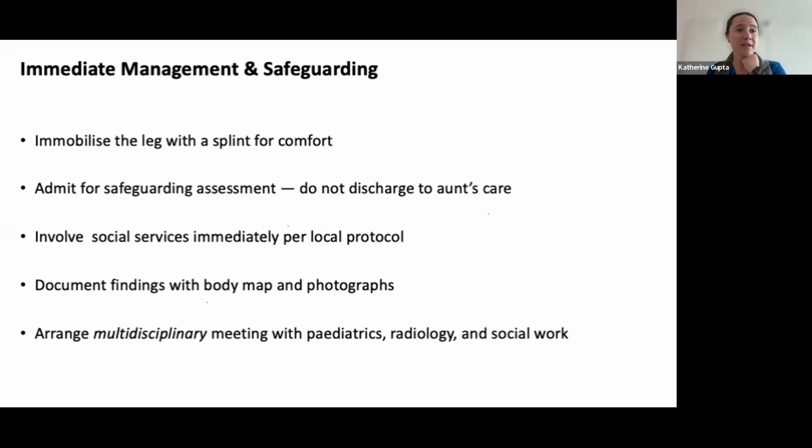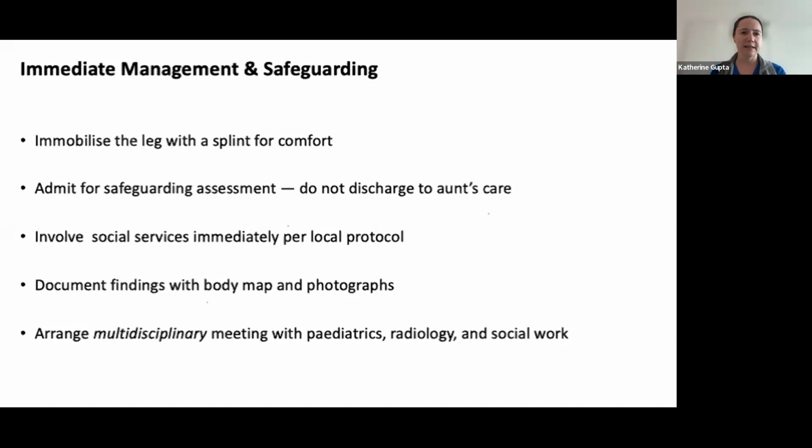Your immediate management is going to be the same medical management you would give to any child. So you want to immobilize the leg. This child has a broken leg. And then you want to figure out how you're going to safely discharge this child. So you're probably going to end up admitting them.